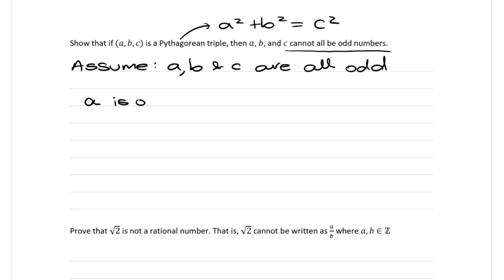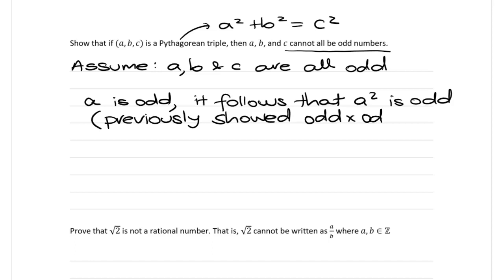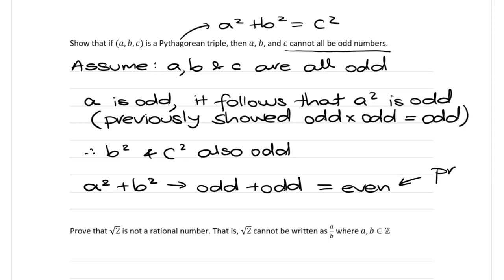If A is odd, then it follows that A squared is odd. And we're able to say this because in a previous proof, we previously showed that an odd times an odd equals an odd. We did that in a previous lesson. So therefore, B squared and C squared are also odd. Okay, so let's have another look at that. A squared plus B squared is on the left-hand side of our equation. That's an odd plus an odd, which we previously showed was even. So that was in a previous proof.